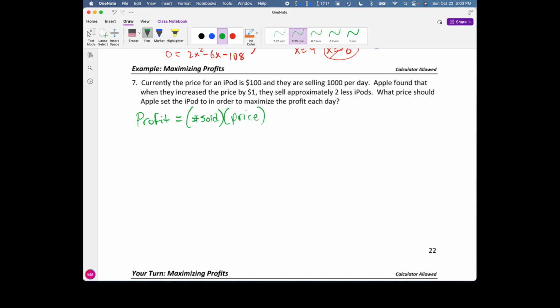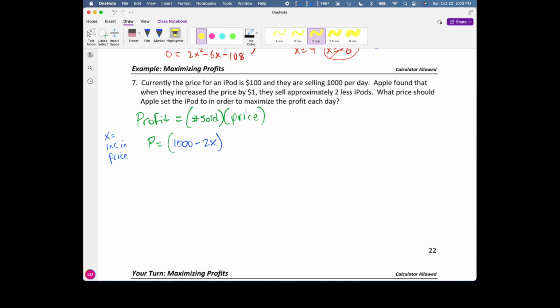So if they sell 5 at $100, they made $500. If they sell 4 at $50, then they only made $200 or whatever. So what we have here is they said, hey, we will sell 2 less iPods every time that we increase our price. So what we're going to do is let x equal an increase in price. And so that's going to make the number sold go down by 2 every time we increase.